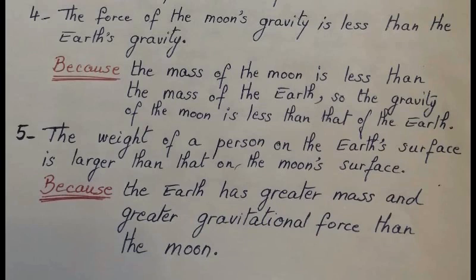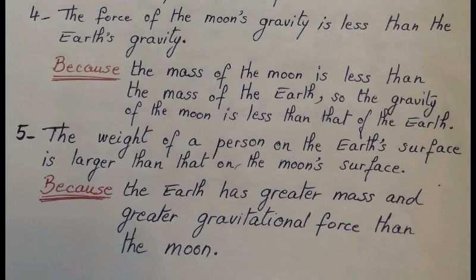Number 4. The force of the moon's gravity is less than the Earth's gravity. Of course we know that the mass of the earth is larger than the mass of the moon, and the more the mass increases, the more the gravitational force increases. So the answer will be because the mass of the moon is less than the mass of the earth. So the gravity of the moon is less than that of the earth.